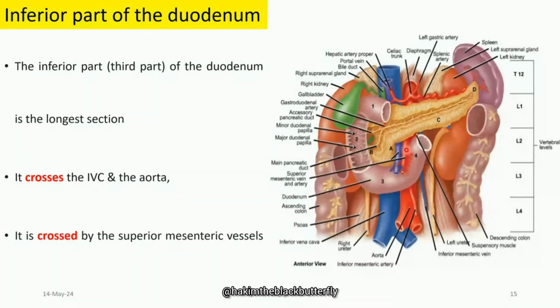Where is this one coming from? It's a branch of the abdominal aorta. The abdominal aorta, we have already seen, gives off the celiac trunk, but also just a few inches below, it gives off the superior mesenteric artery, which will run on the anterior aspect of the inferior part of the duodenum. The superior mesenteric vein, which collects blood from the small intestines, is going to ascend upwards, crossing the anterior aspect of this portion of the duodenum.